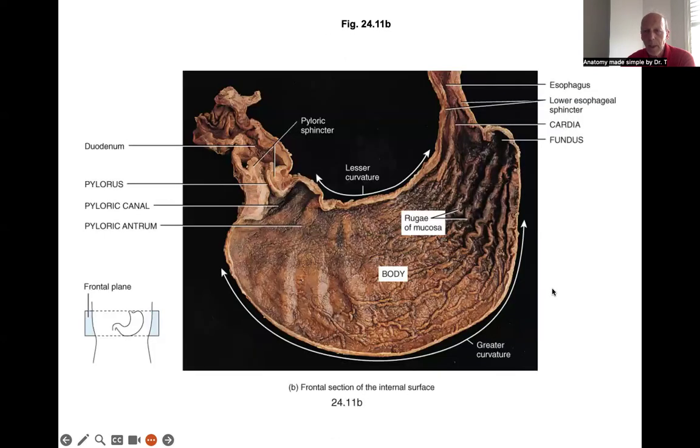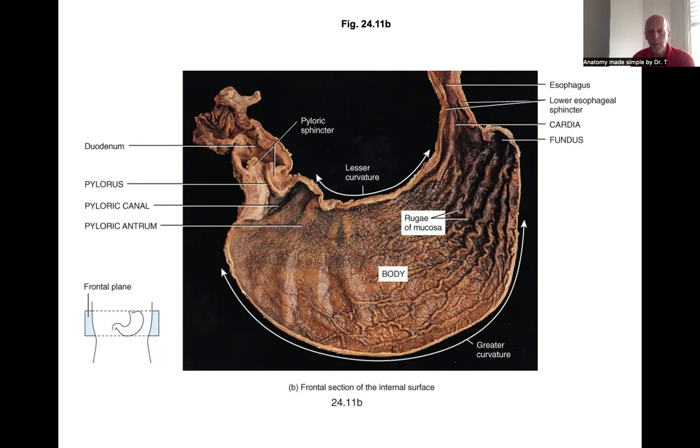At this point, I'm going to show you a photograph of a stomach. Now you can see the rugae. This is an anatomical specimen, and you can see how intense the rugae are. Here is the cardia, here is the fundus, and of course the body, pyloric antrum, and pyloric canal, terminating with the pyloric sphincter.